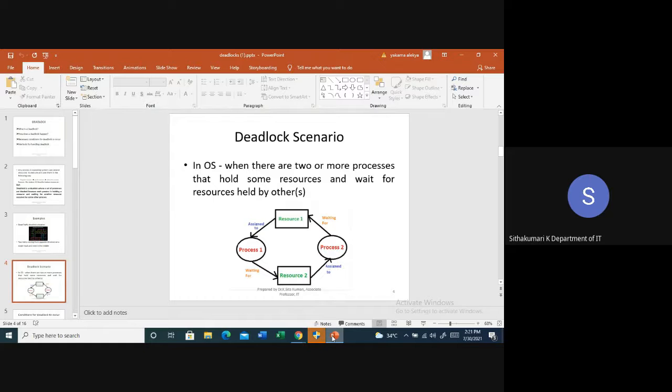For example, here if you look at this diagram, in the operating system, when there are two or more processes that hold some resources and wait for other resources which are held by others. See here, the process P1 is requesting for resource R2 and the resource R2 has been assigned to process P2 and process P2 is waiting for resource R1 which is assigned to process P1. So P2 is waiting for P1 and P1 in turn is waiting for P2. So this is a deadlock situation.